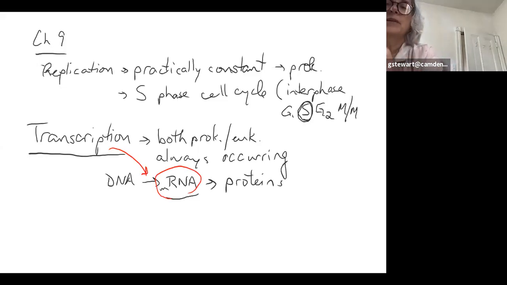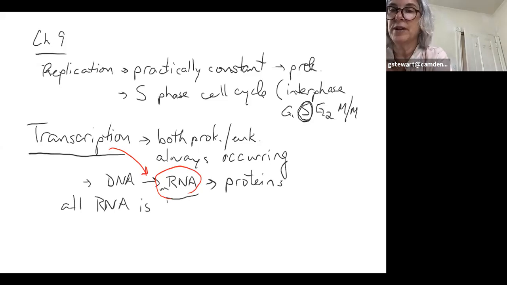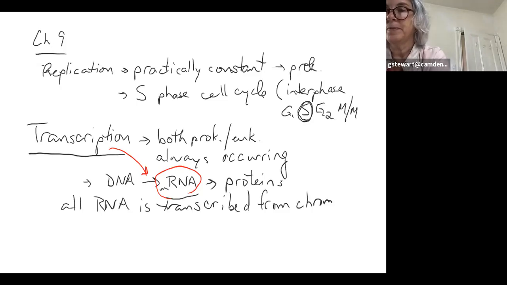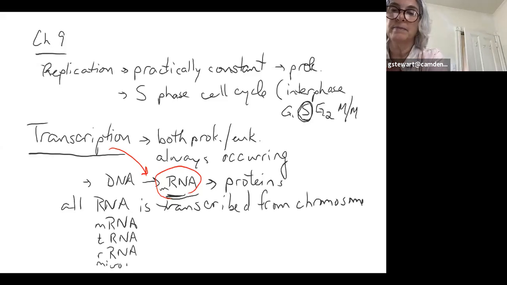Now, before we talk about the steps or the process of transcription, I would like to remind you that all RNA is transcribed from the chromosome. And I know that sounds obvious at first, but I want to remind you that we're not just talking about messenger RNA, although that will be our primary focus. So we need to think about messenger RNA, transfer RNA, and ribosomal RNA, as well as what we would call microRNAs.